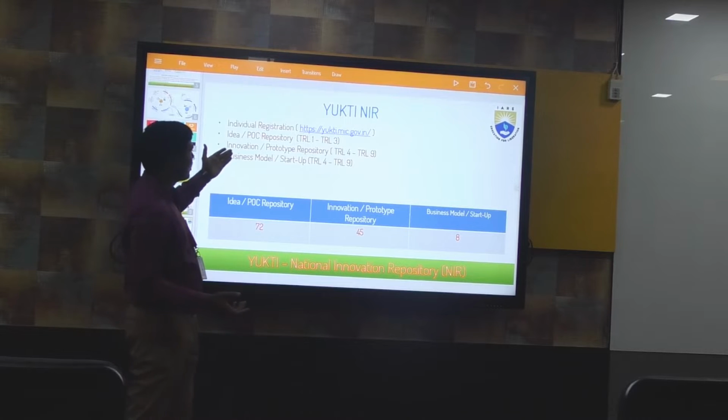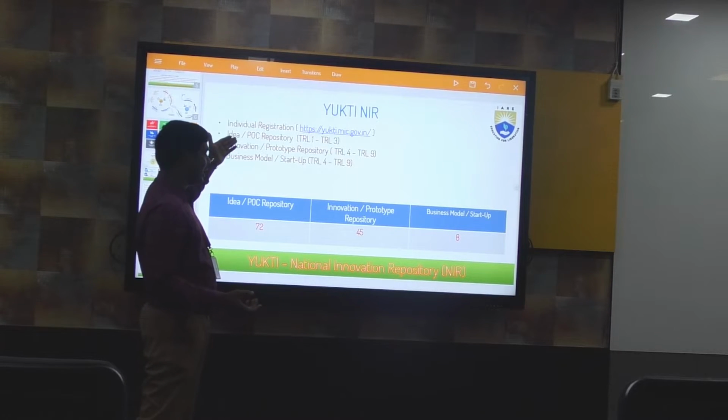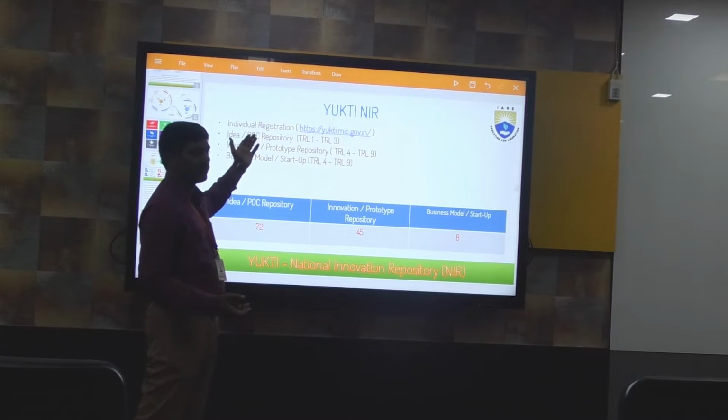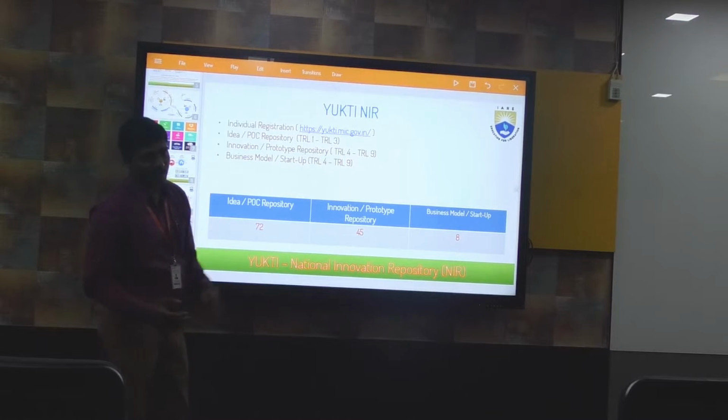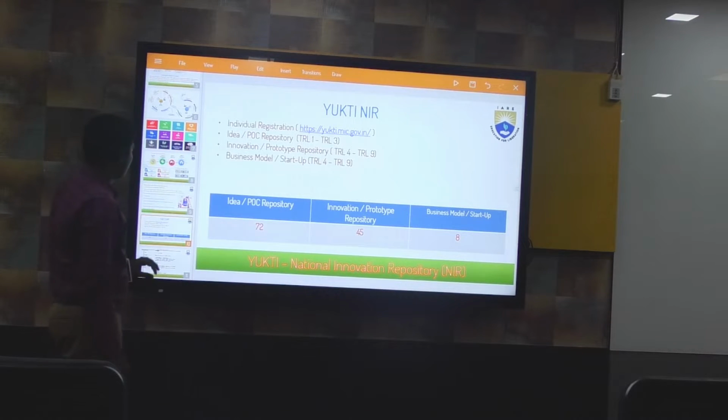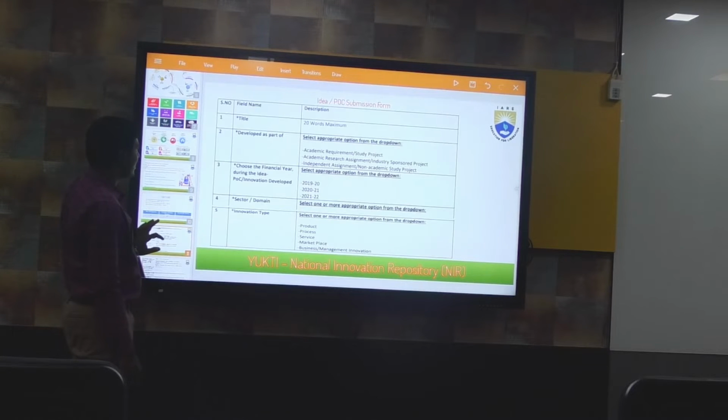But when we look at the idea POC and these 2 kinds of formats, there is not much difference. Here a few items will be there, and when you come to the next level, some additional items are added. I will go through the PPT here again.